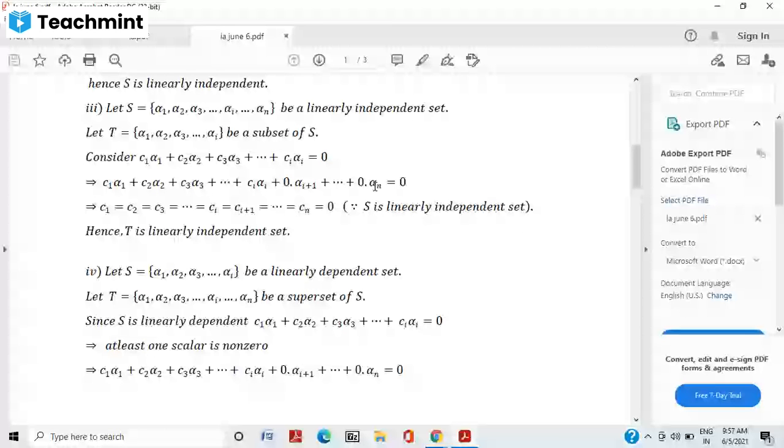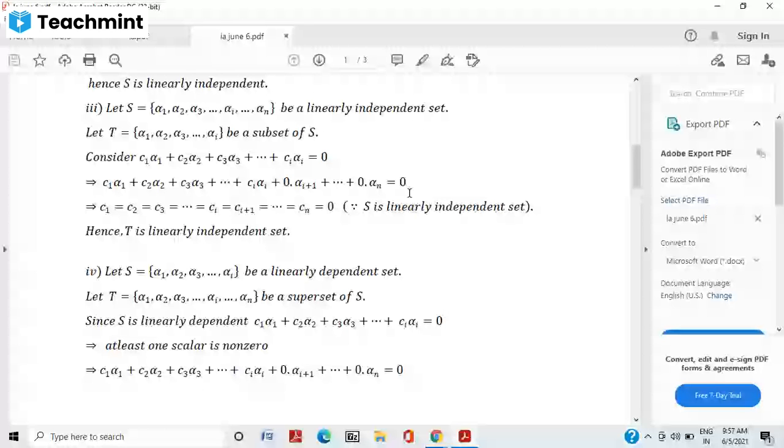But all these vectors alpha 1, alpha 2, etc., alpha n are linearly independent. Then what should all those coefficients be? They should be equal to 0. That means C1, C2, etc., Ci should also be 0. Then T also will become linearly independent.